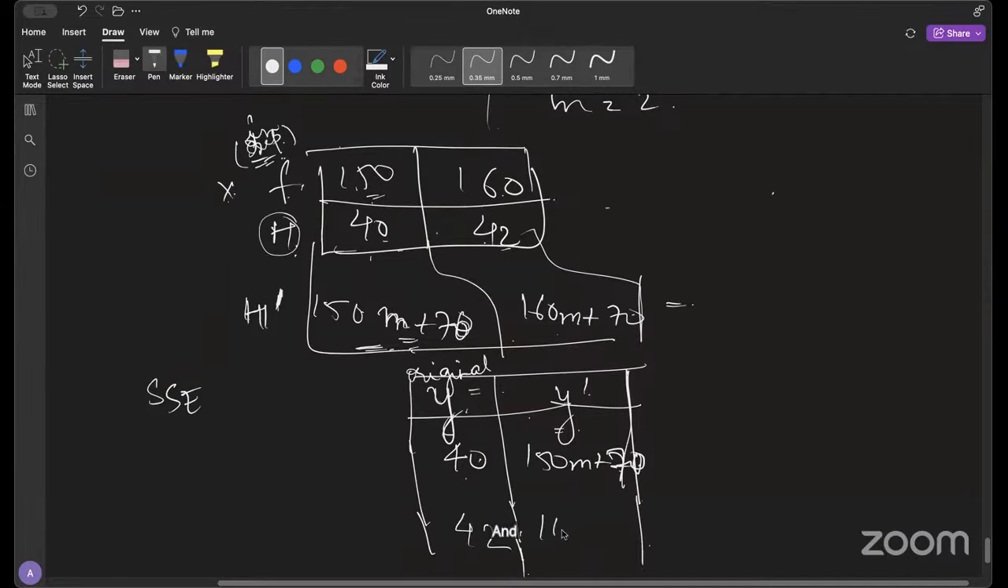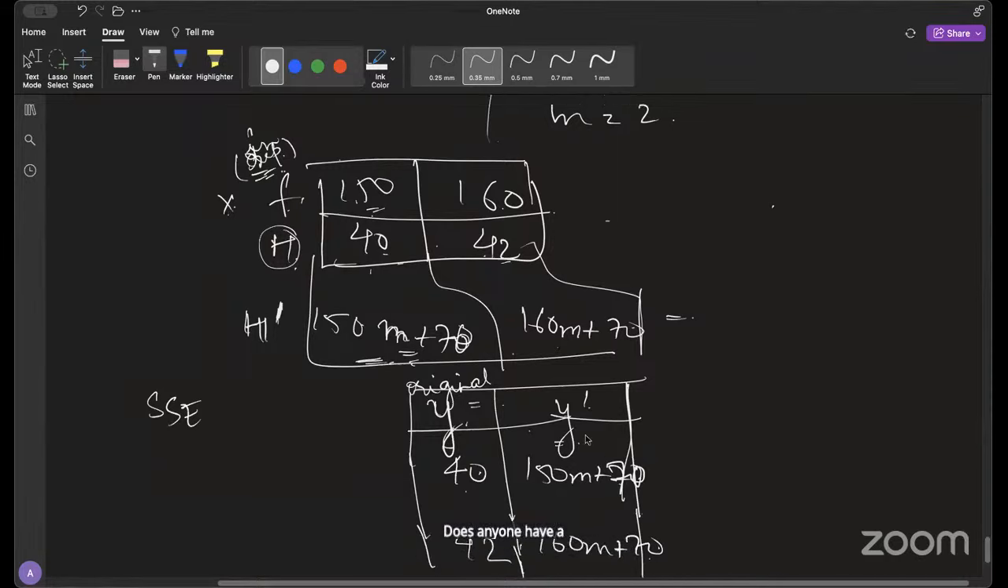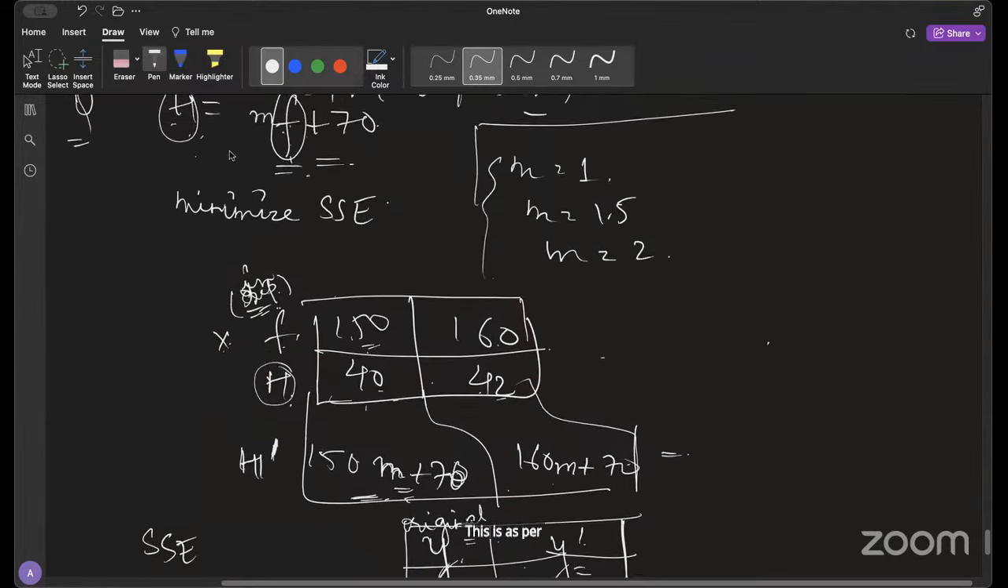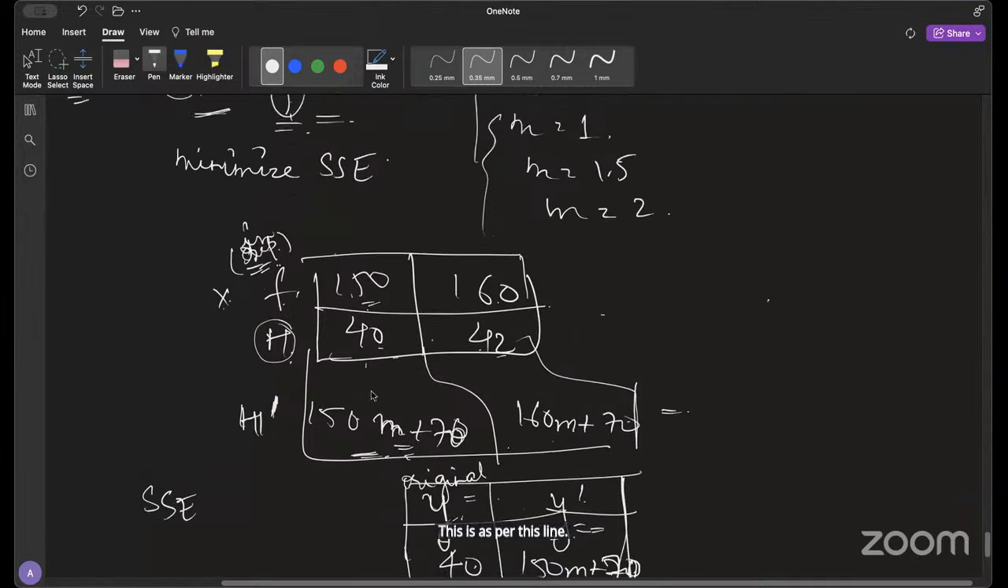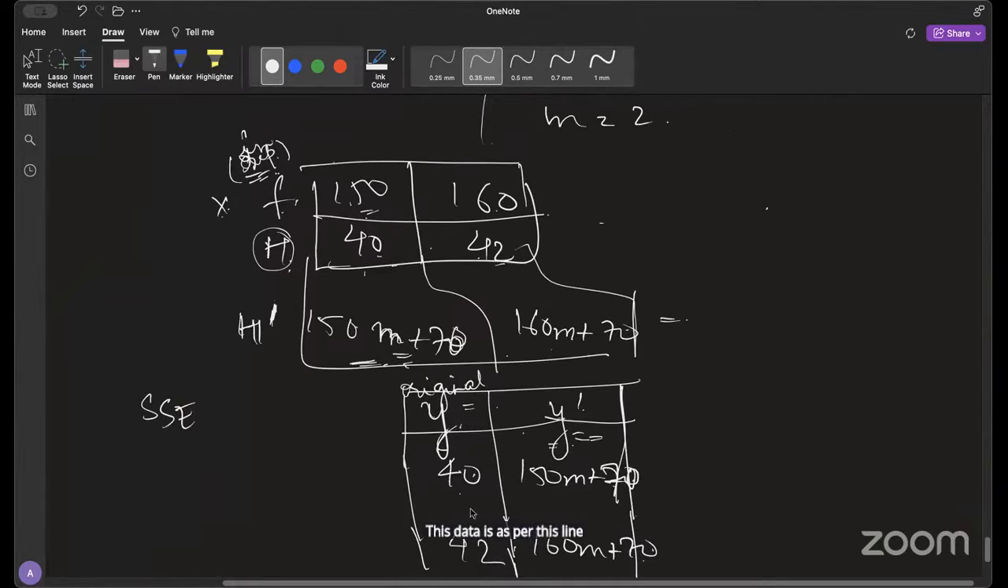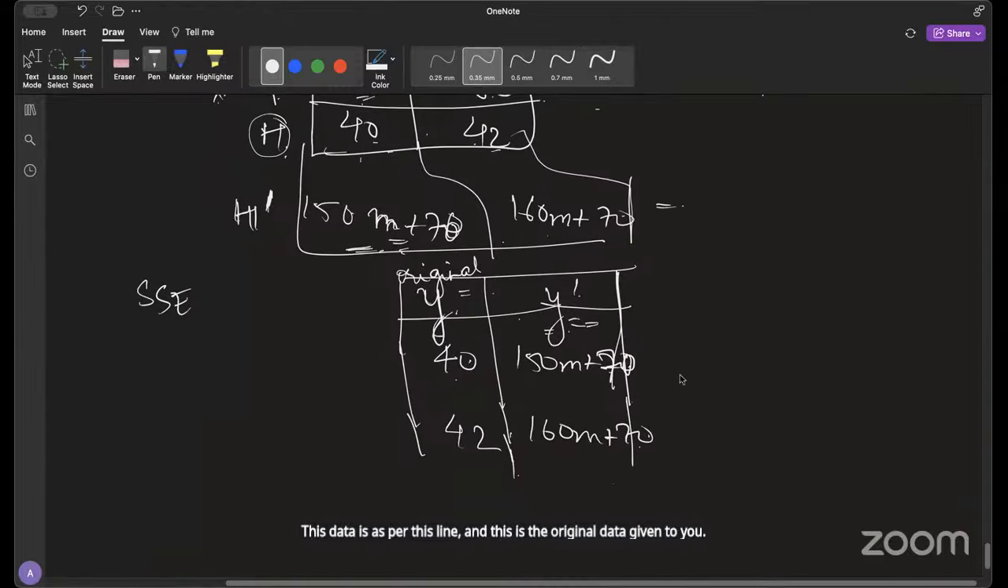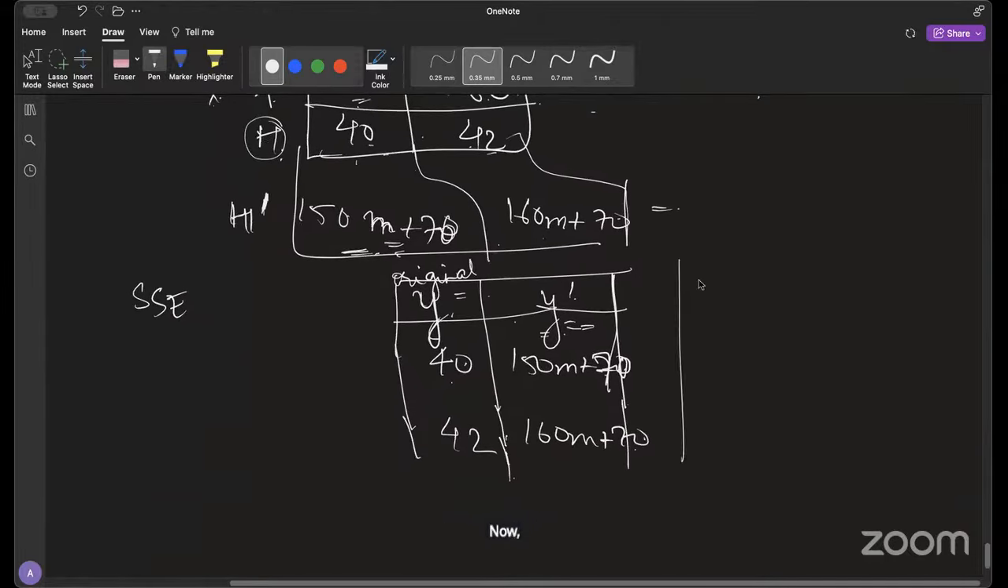And similarly here you'll get 160m plus 70. Does anyone have a doubt in this? No, ma'am, this data is as per this line, and this is the original data given to you. Now you have been given some options where M equals half, M equals 1.